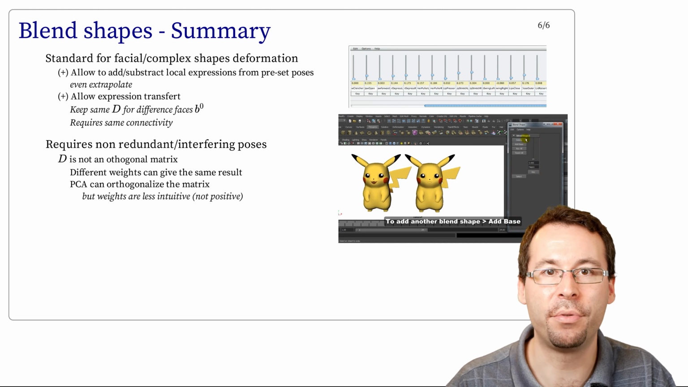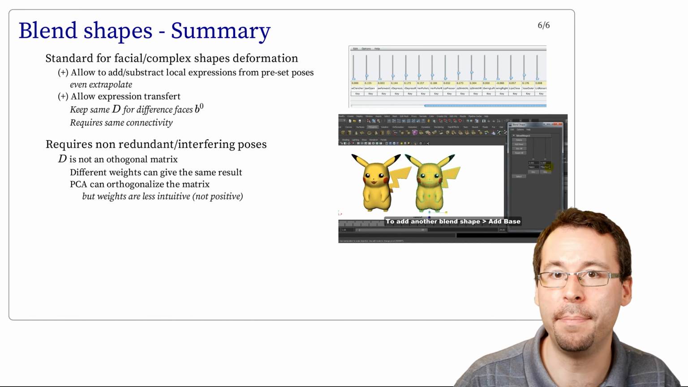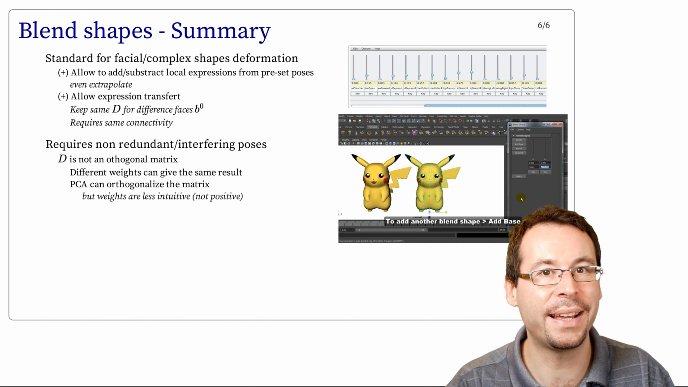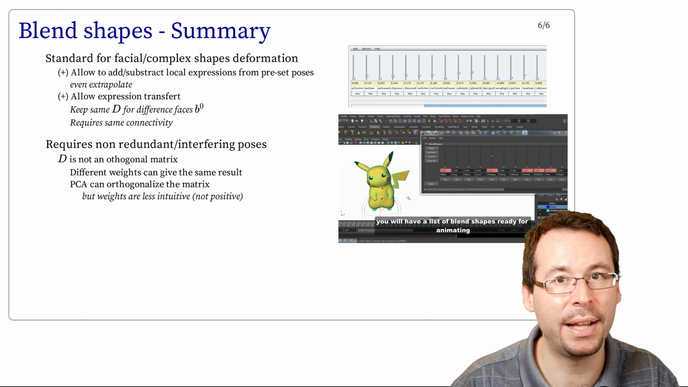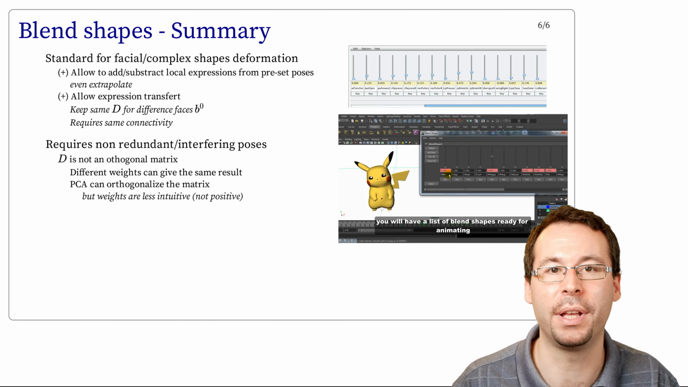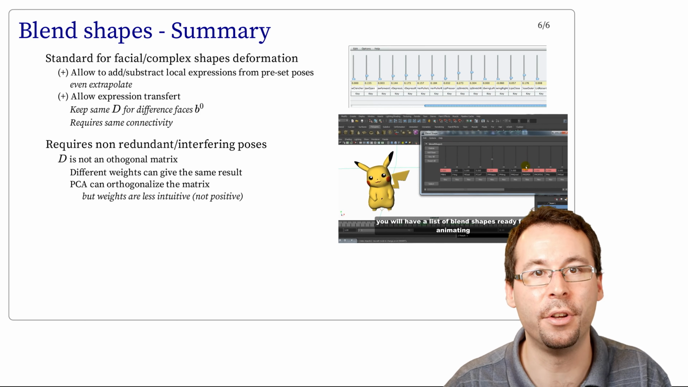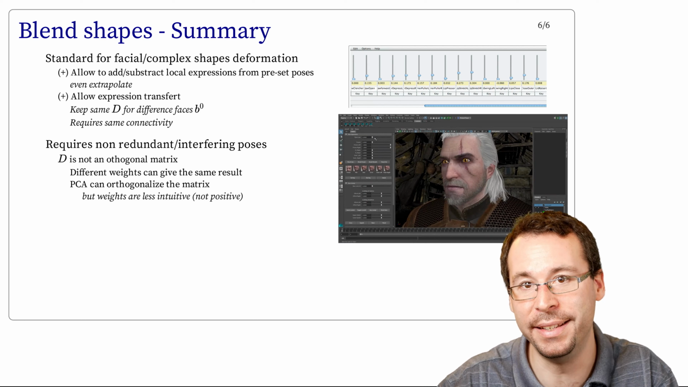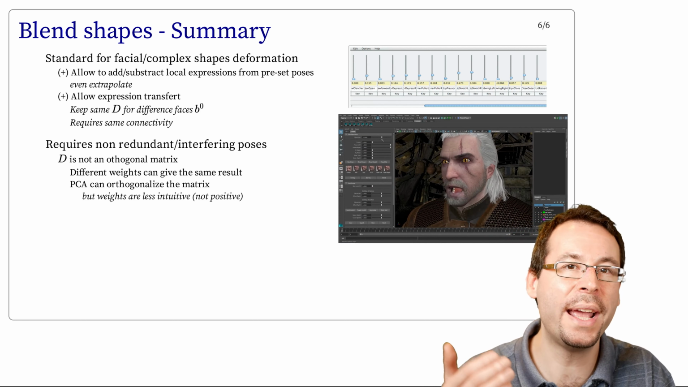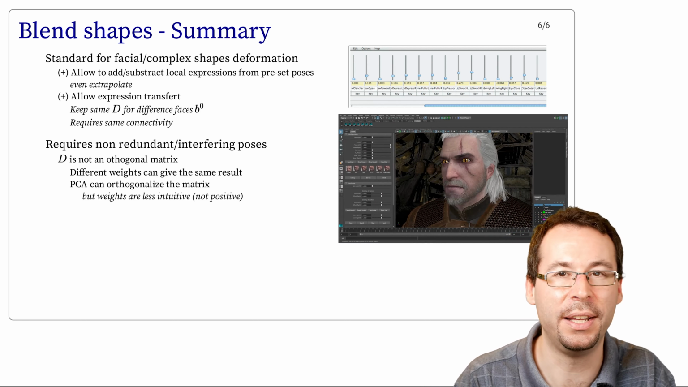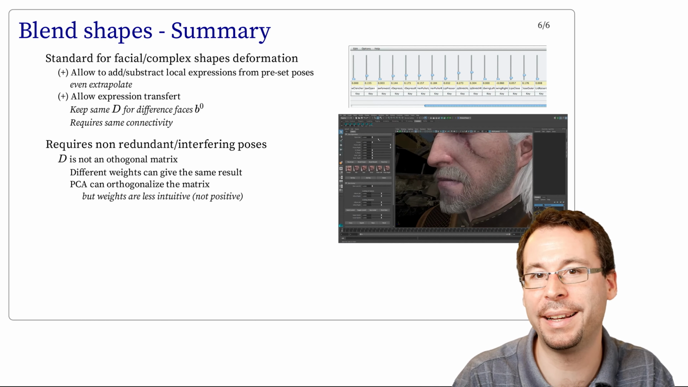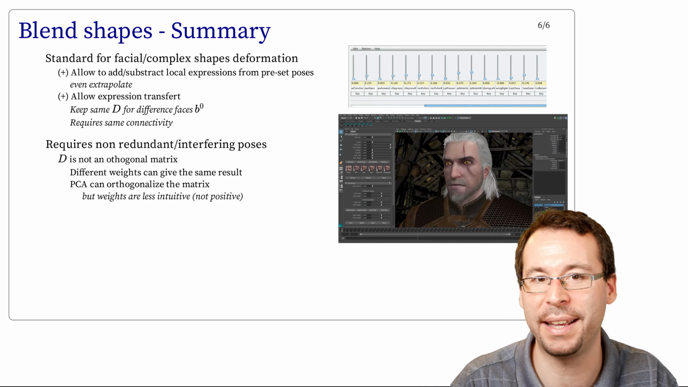For instance, the matrix D is not an orthogonal matrix. So different weights can actually give the same result, and some combinations can interfere together. So one way is to use a PCA type of approach to orthogonalize the basis functions, or the matrix D in this case. But then the weights are less intuitive to use. In particular, they would not be restricted to positive values in this case.